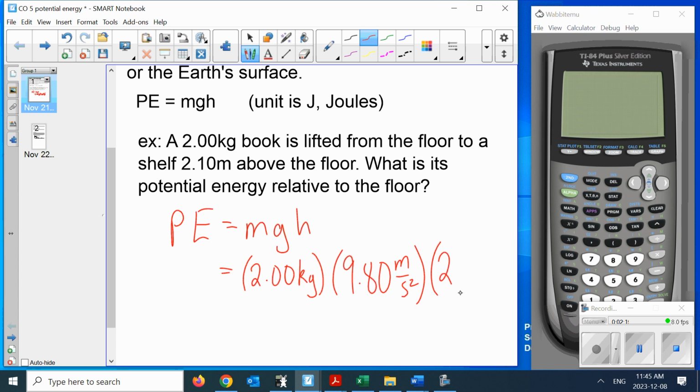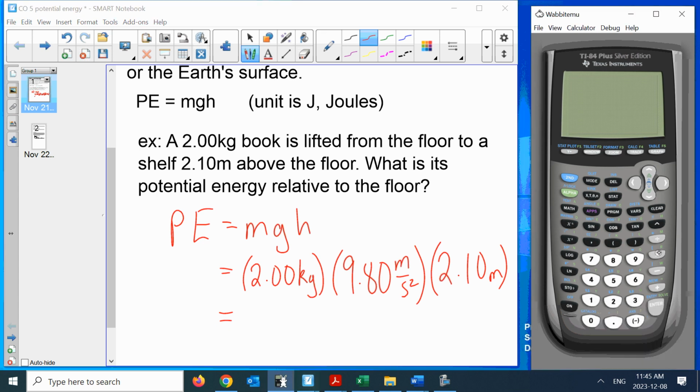And the height. I'm going to have to use a calculator because I don't know that. I guess I should turn it on. Times 1.10. Okay, well, I get 41.16. I'm going to call it 41.2 for significant digit reasons. That's joules.